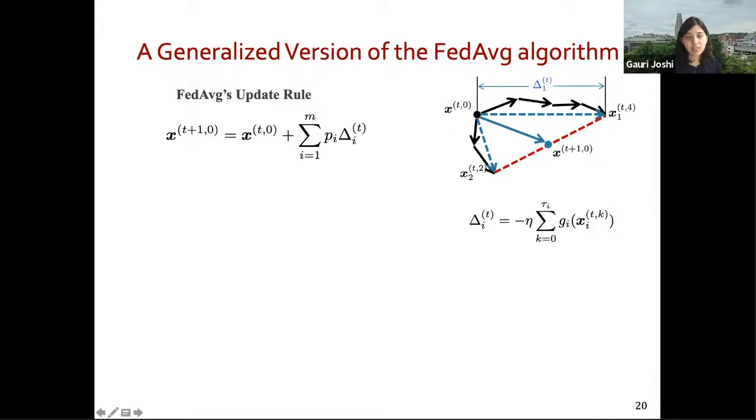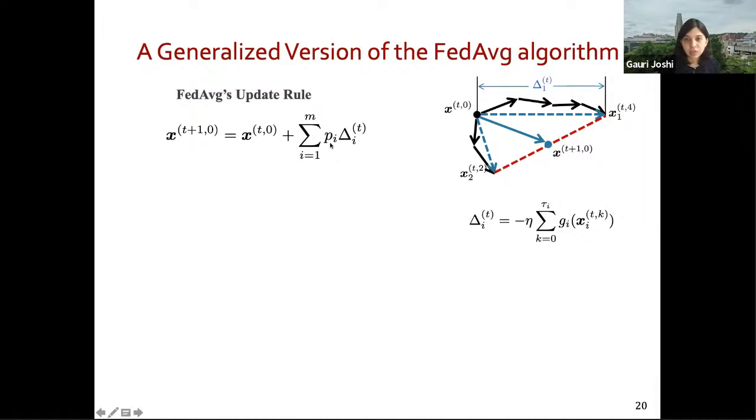To recall, this is the federated averaging update rule, which takes the current version of the global model. We start from here. Each client does some local updates. The accumulated local update, or the sum of these local gradients computed at different versions of the model, the sequence of gradients, if we take a sum, we'll get this blue dotted vector, which we denote by delta_i. This is called the accumulated local update at the ith client. These accumulated local updates are averaged in proportion of p_i in the federated averaging algorithm.